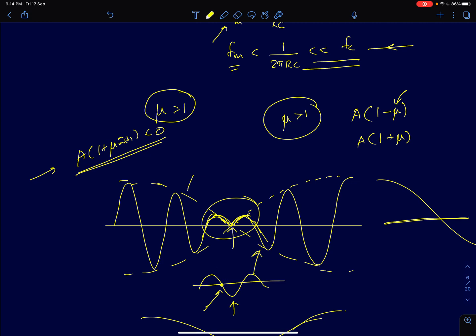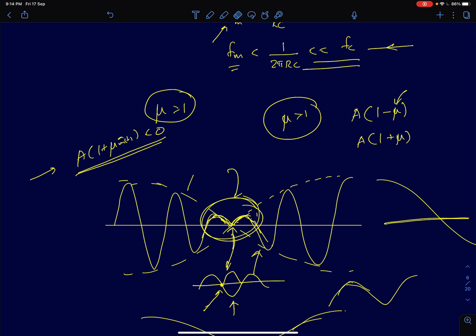So that's what I've shown here. I've just zoomed into this region. So you will have a phase inversion in the sine wave. Previously the sine wave would have gone this way, but now if your modulation index mu is less than 1, then you will never have such a condition.